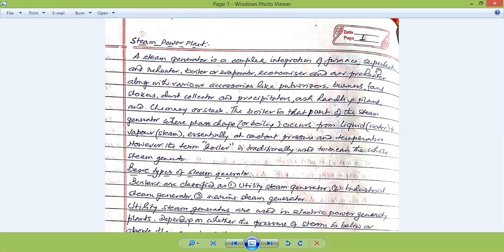Next is the boiler or superheater or evaporator. What we produce here is the evaporation process, meaning we evaporate liquid water into steam. So the boiler is sometimes defined as superheater, evaporator, or only boiler itself. Then the economizer and air preheater.